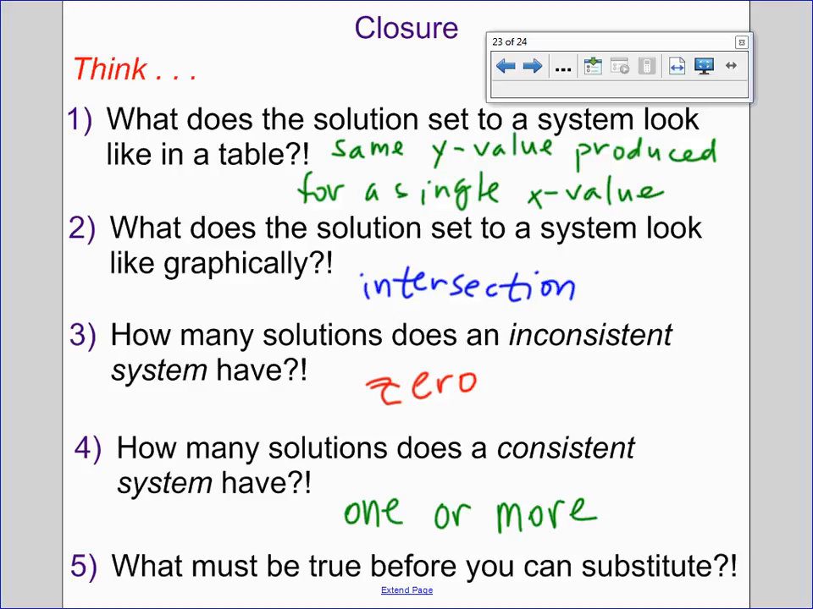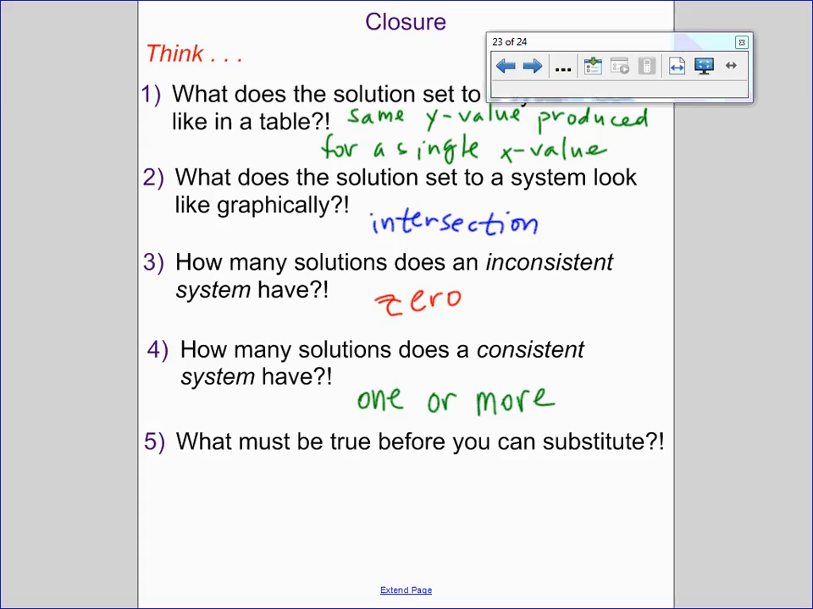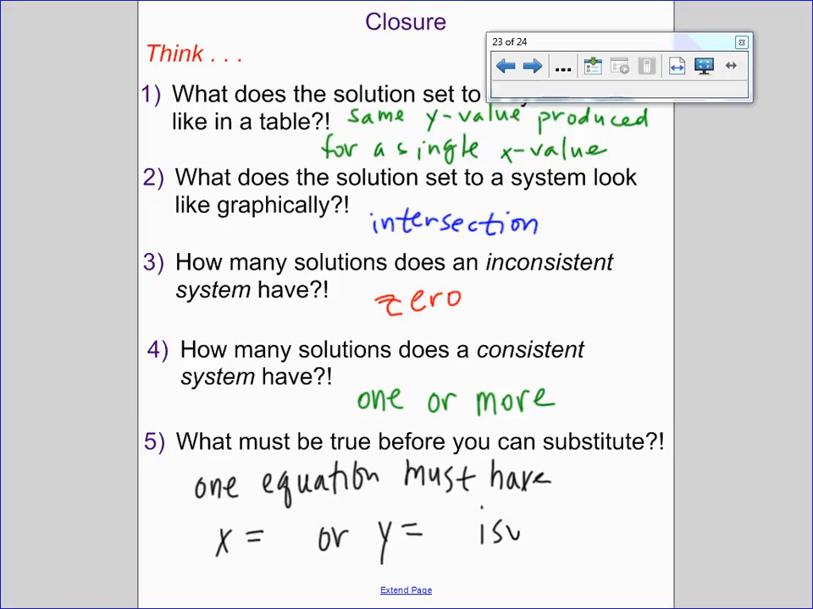And what has to be true before you can substitute? What has to be true before you can substitute in our substitution method? David? Yeah, we need one of the equations solved for one of the variables. And so one equation must be solved for one of the variables. So I'll say that one of the equations must have x equals or y equals by itself in order for you to use the substitution method.